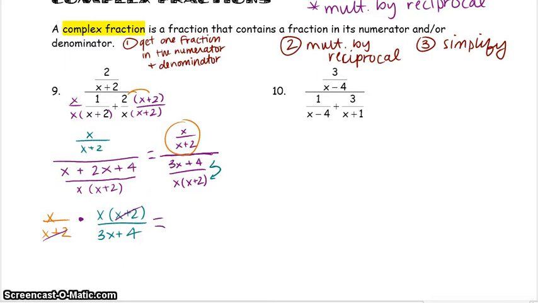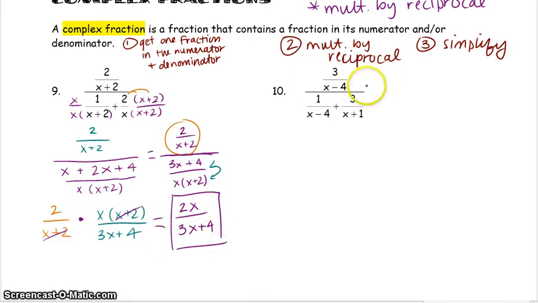So then, oh, and I just realized here I wrote an x everywhere and it's supposed to be a 2. My bad. So we have 2, 2, and a 2. Alright, so then we just multiply across, so then we'll have a 2x all over 3x plus 4. And then from here we say, can I simplify this? And I cannot, so that is my final answer.